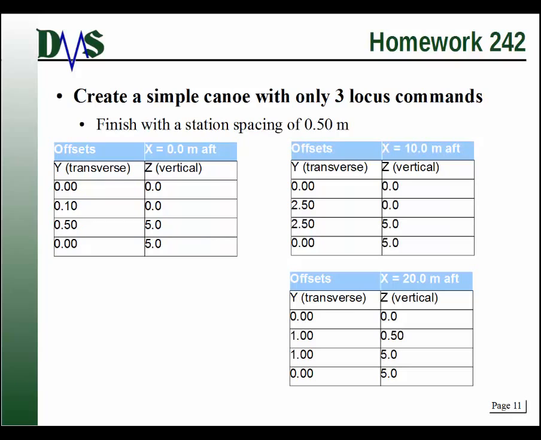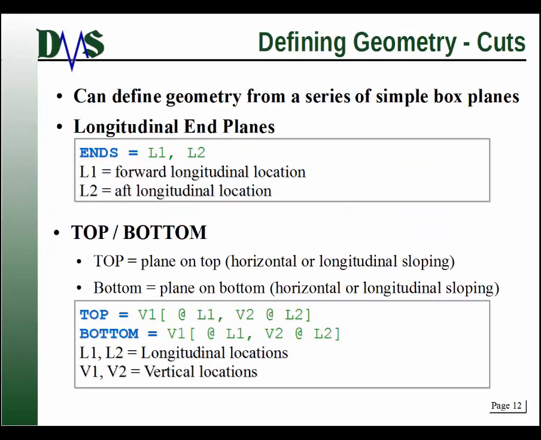And so you can see here, these 3 tables provide the offsets for you, and they're at 3 separate sections along the canoe. So you've got one at 0 meters, 10 meters, and 20 meters. It's a very large canoe. And so you can look at that. Homework 242, the solution is always also provided. Okay, moving on from the homework.